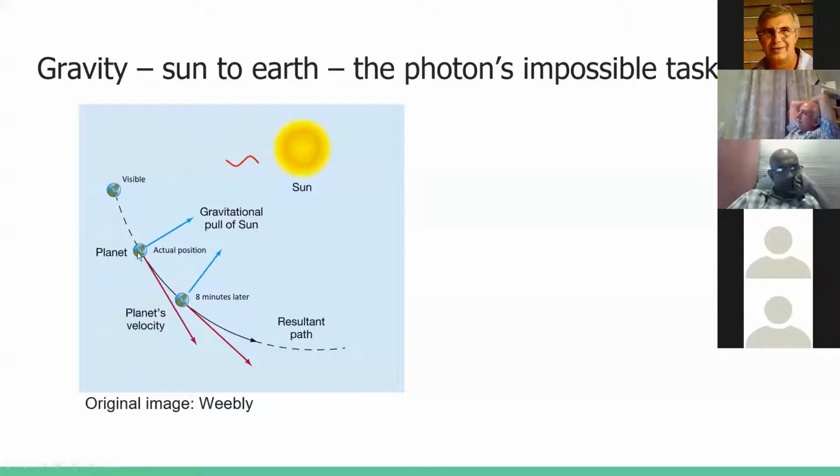So in reality, the earth is now here. If you send your photon there, you would miss the earth completely. Let's say you were smarter than that, and you say, well, I knew this light took 8 minutes to reach me, so I will send my photon here so that it could enact gravity onto the earth.